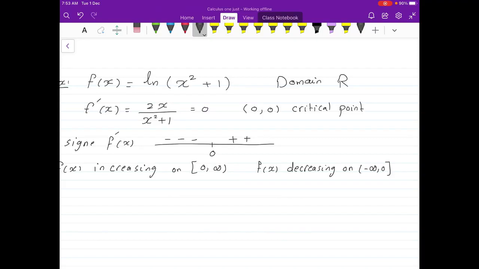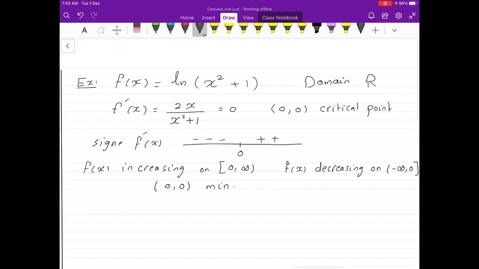0 is a critical point, and it will be a max or a minimum. The point 0, 0 will be a minimum, and it will be the absolute minimum. Now we will try to sketch this graph.